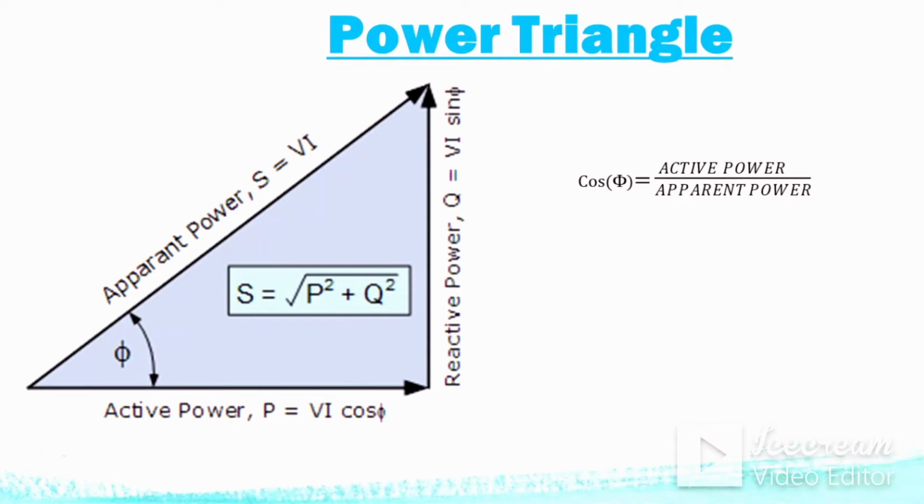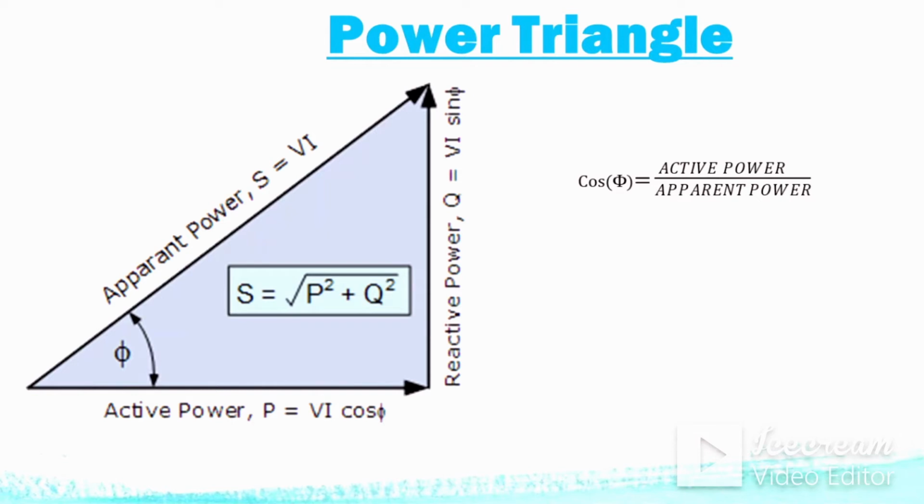Here, true power is given by capital P equal to VI cos phi. It is measured in kilowatt. The reactive power is given by capital Q equal to VI sin phi, that is volt ampere reactive. The hypotenuse of the right angle triangle shows the apparent power, which is denoted by capital S equal to VI. It is measured in volt ampere or kilovolt ampere.